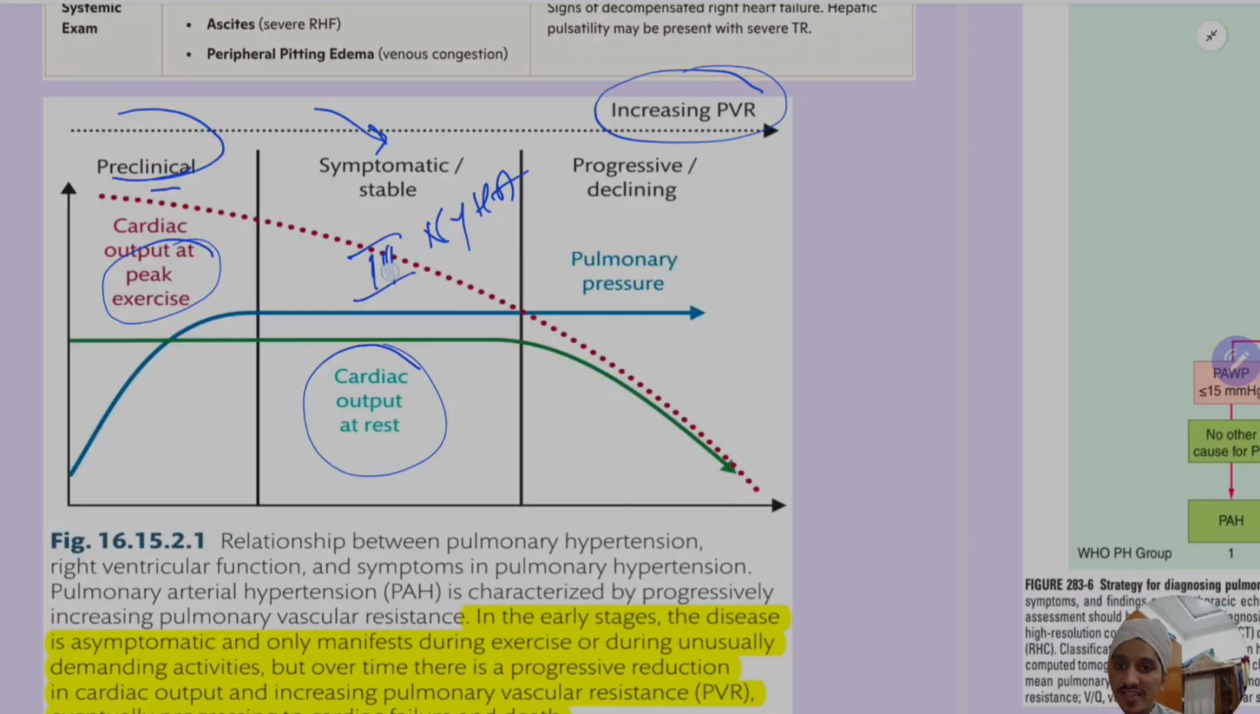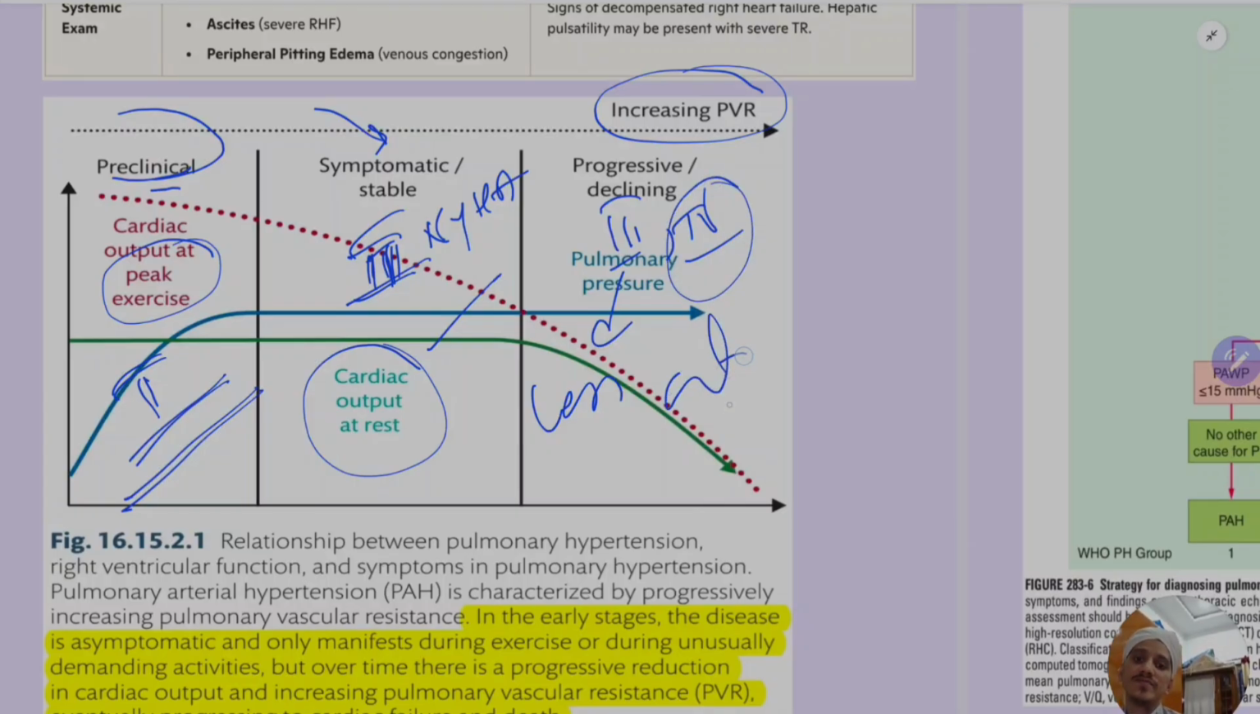Sorry, it is stage 4 and stage 3, and this is stage 1. Stage 1 develops only on severe exertional activity. Stage 2 is on ordinary activity, stage 3 is on less than ordinary activity, stage 4 is at rest. As the patient moves from stage to stage, there is increasing pulmonary vascular resistance and the symptoms of the patients are deteriorating. This table shows that the cardiac output is decreasing and pulmonary vascular resistance is increasing.